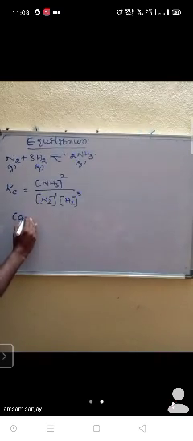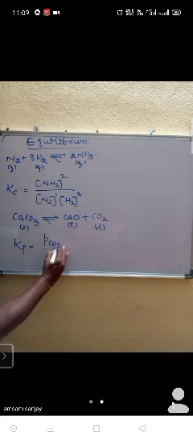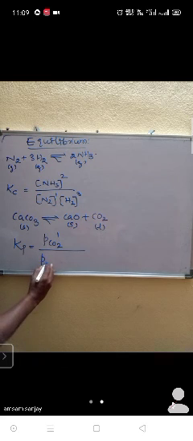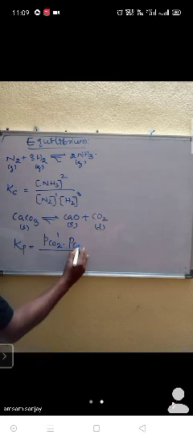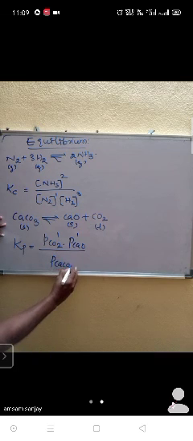CaCO3 gives rise to CaO plus CO2. For example, this is solid, this is also solid, this is gas. For example, Kp, how to write it? Equilibrium constant in terms of pressure. How should I write this? Pressure of CO2 to the power of 1, multiplied by pressure of CaO to the power of 1, divided by pressure of CaCO3 to the power of 1.